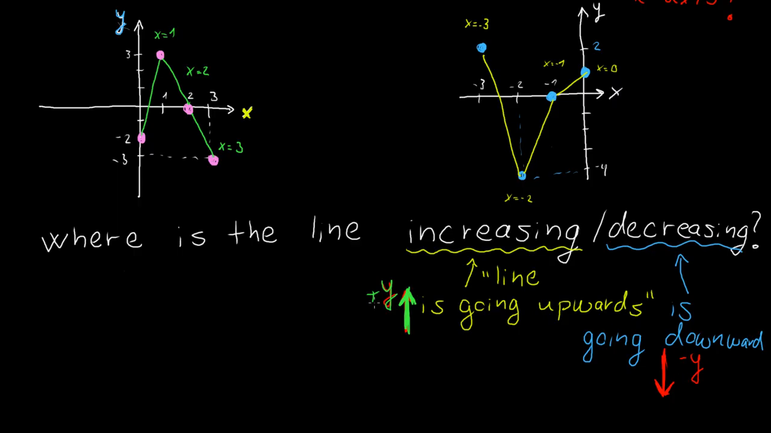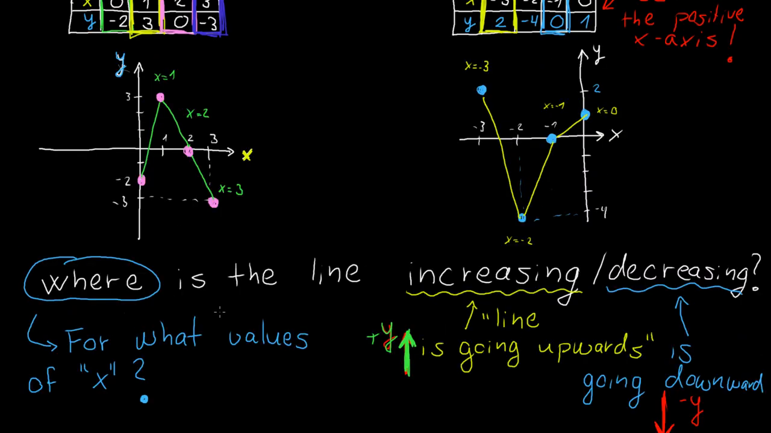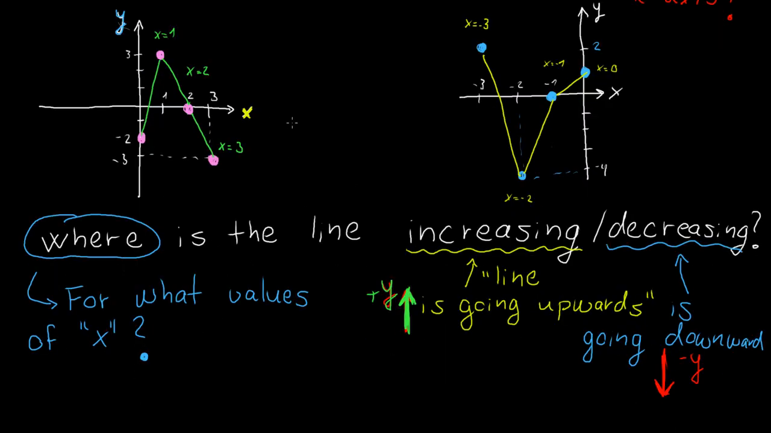Now when I'm asking the question where, what does where mean in this context? The more mathematical question is: for what values of x is the function increasing or decreasing? So let's go and look at the first graph.